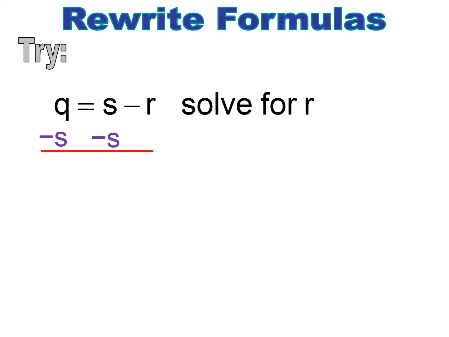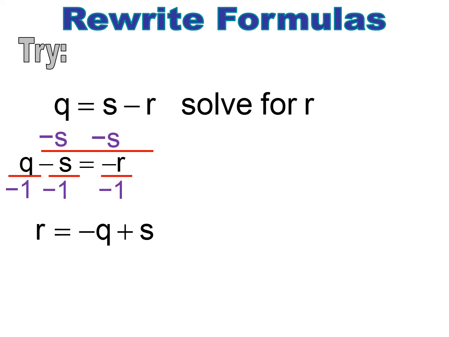So the first thing I needed to do here is subtract s from both sides, and I still have that negative with the r, so I'm going to have to divide through by a negative 1, which is going to change the signs of everything, which I end up with a negative q plus s.